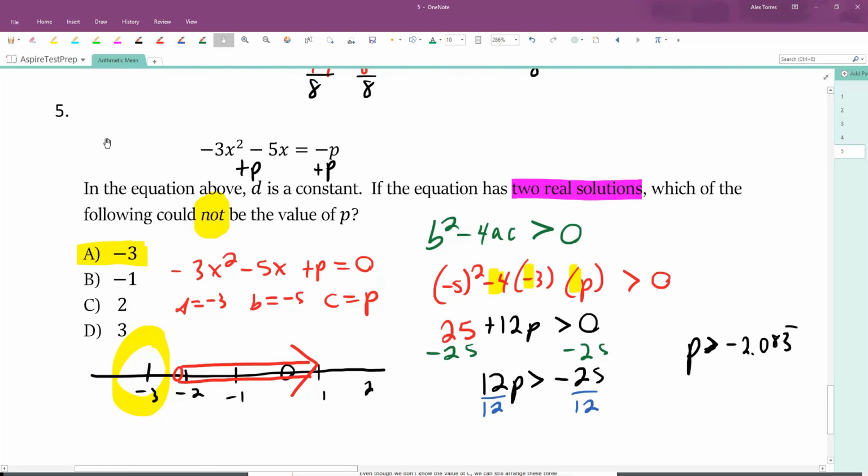We hope that this helped you to understand a little bit better how to use the discriminant to find the number of solutions. This is a concept that occurs frequently on the redesigned SAT.